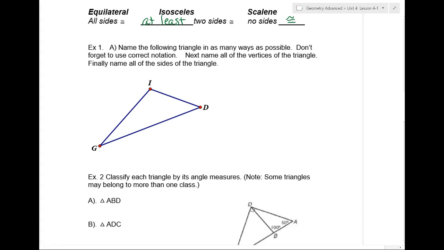For example 1, it says, name the following triangle in as many ways as possible. Don't forget to use correct notation. And then for part B, it says, next name all the vertices of the triangle. And then for C, finally name all the sides of the triangle. So basically what I'm asking is, tell me all the parts. But if you're doing this right, how many different names should you have? All right, go for it. Give me them with correct notation.